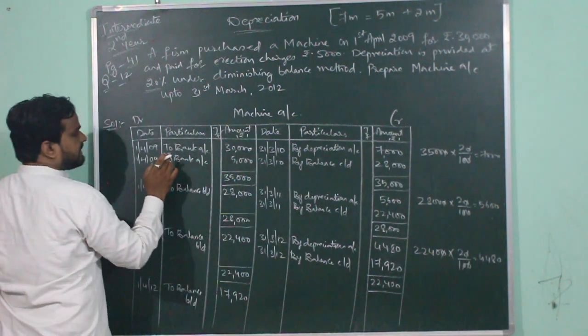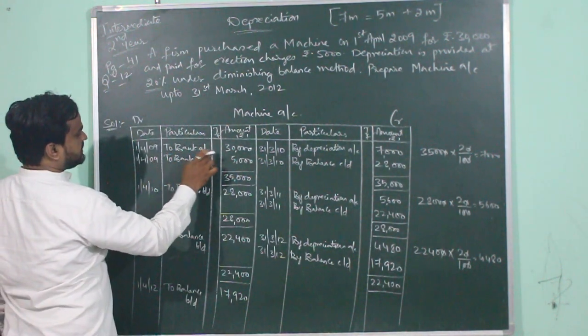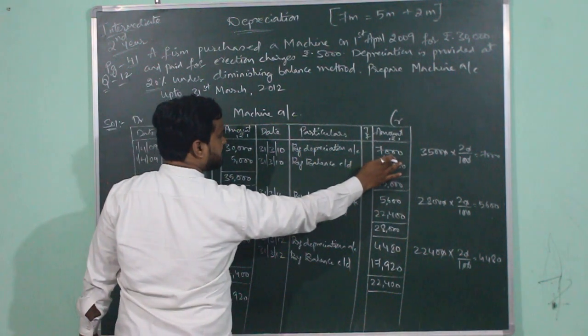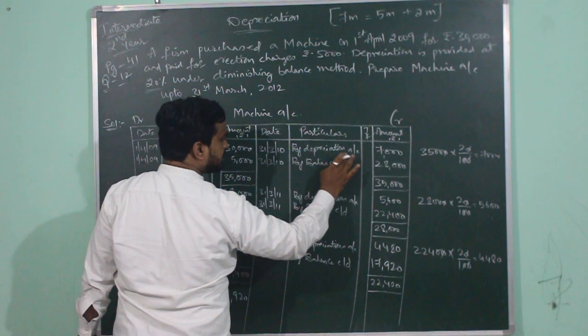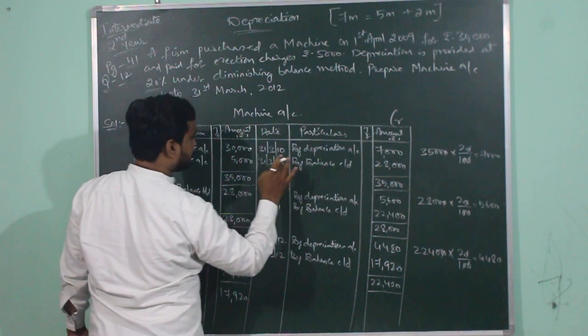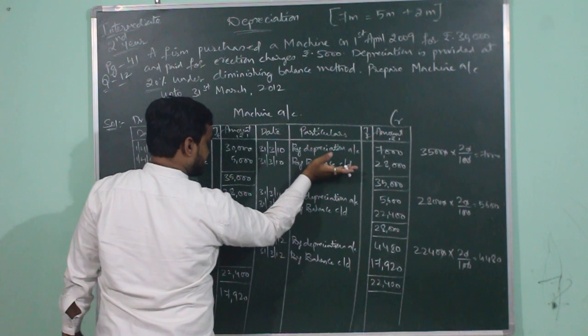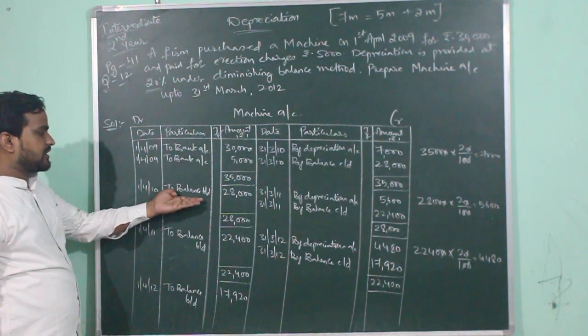It means that the value of the machine at the beginning of the year was 35,000 and at the end of the first year the value has been reduced by 7,000 by providing depreciation. So the value of the machine has come down from 35 to 28. Whatever is the closing value at the end of the first year becomes the opening value at the beginning of the second year.